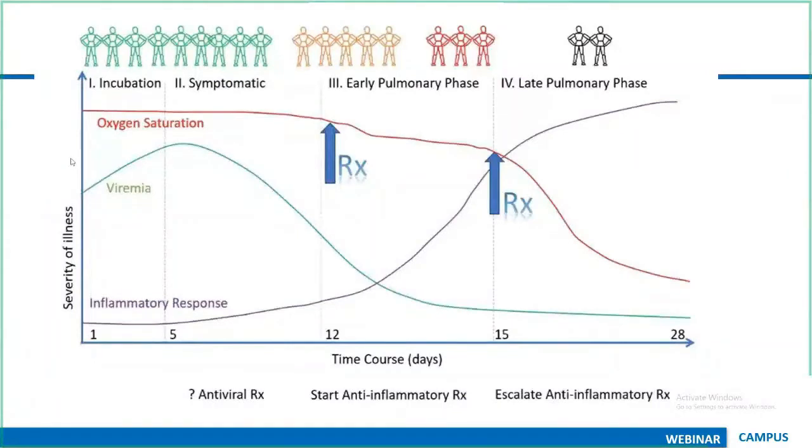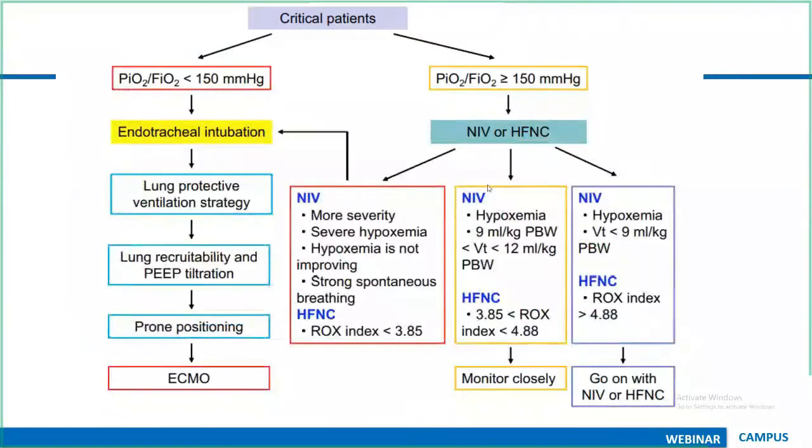So I think now this concept is very, very clear. Okay, so this is how we treat the patient with COVID-19. Now coming to the oxygenation part. If the patient is having a PF ratio of less than 150 and hypoxemic, there is no doubt you have to mechanically ventilate the patient and go with the lung protective strategies.